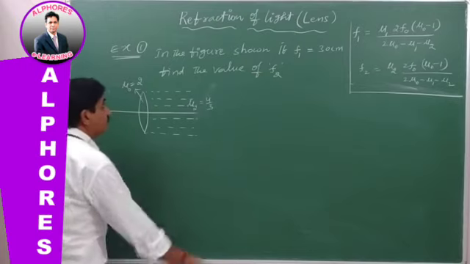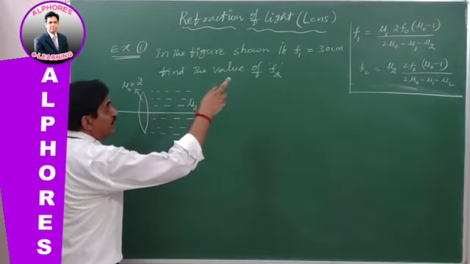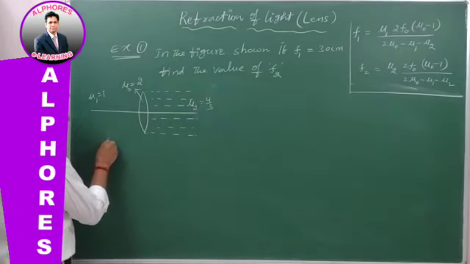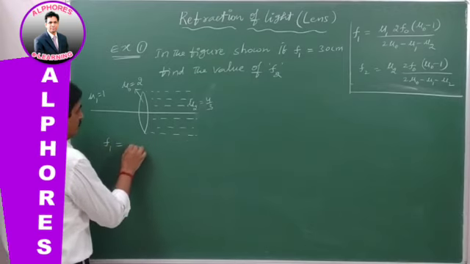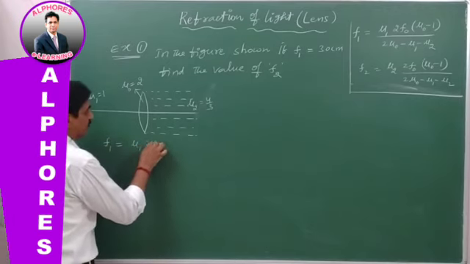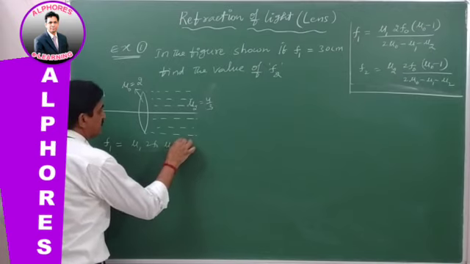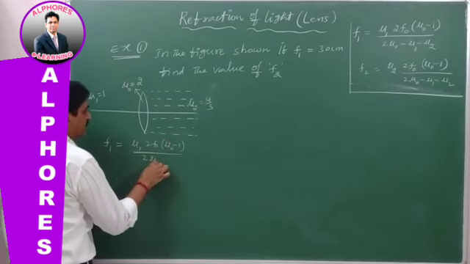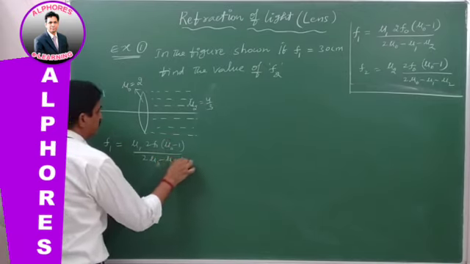Now here use the first one. See, the formula f1 is equal to mu1 into 2 f naught into mu naught minus 1 by 2 mu naught minus mu1 minus mu2.